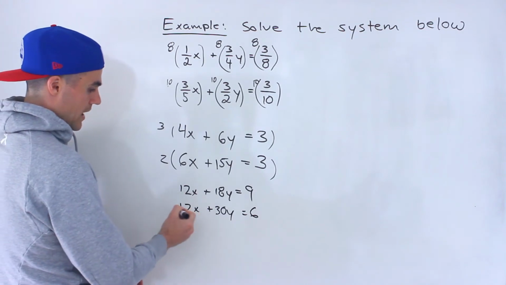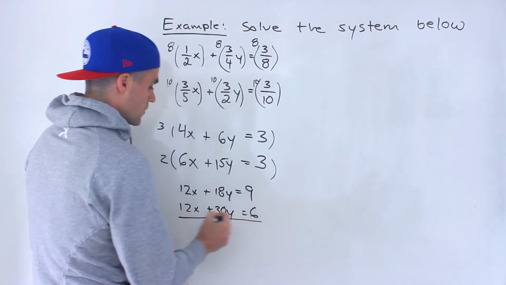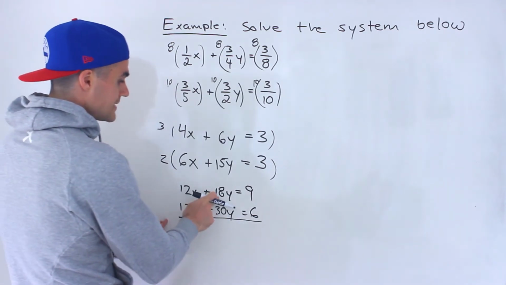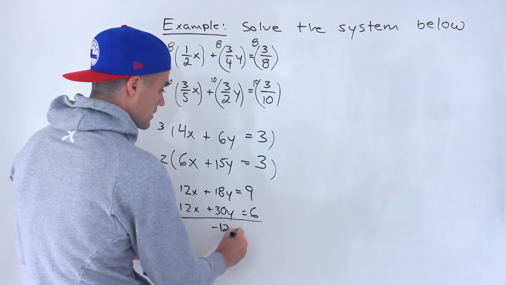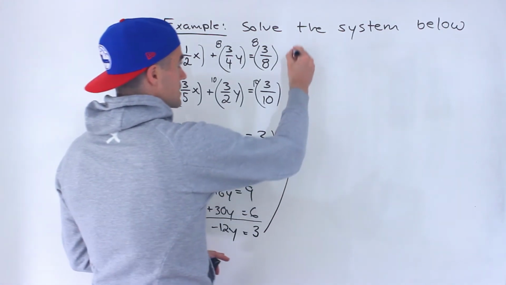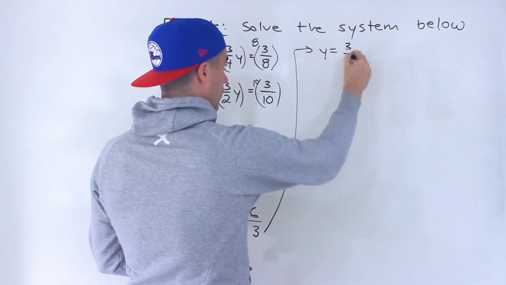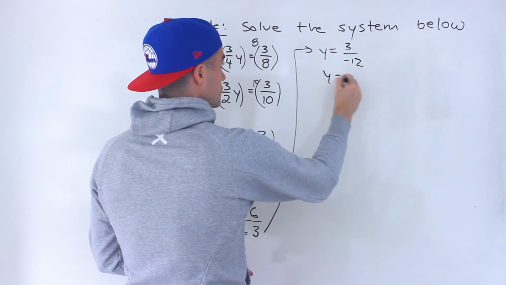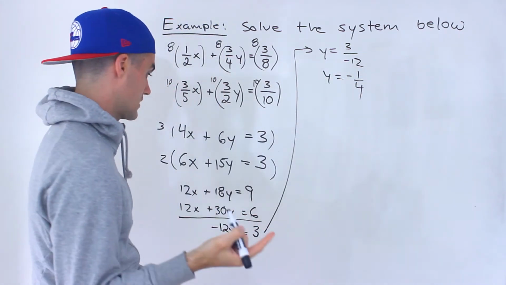Then we can subtract here because the 12x's are the same. So 12x minus 12x is just 0, the x's go away. 18y minus 30y gives us negative 12y, and 9 minus 6 gives us 3. Divide both sides by negative 12. We have 3 over negative 12, which gives us negative 1 over 4. So that's what the y value is.